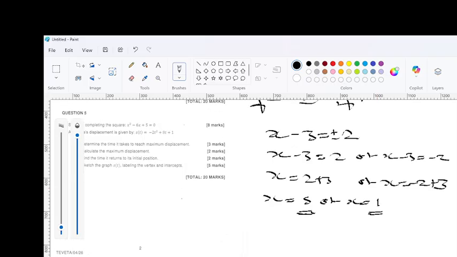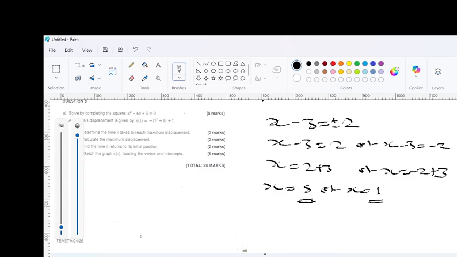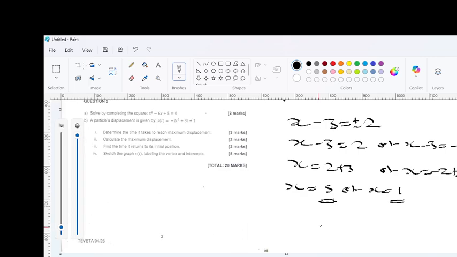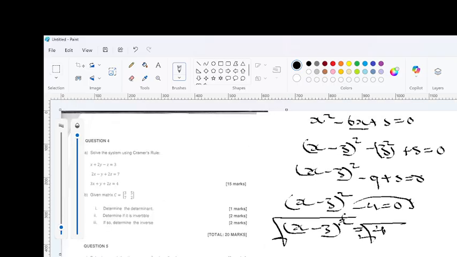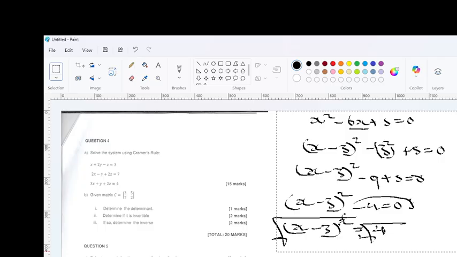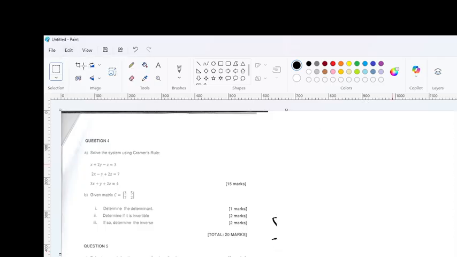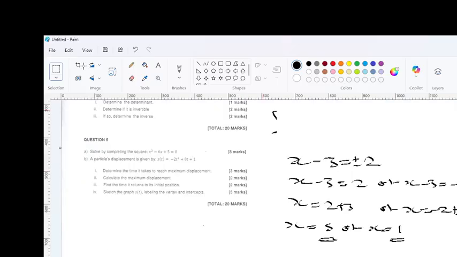From there, let's move to question 5b. The question reads: a particle's displacement is given by s(t) equals... Let me just write this down. We erased part of the board so that we have space to do our calculations.